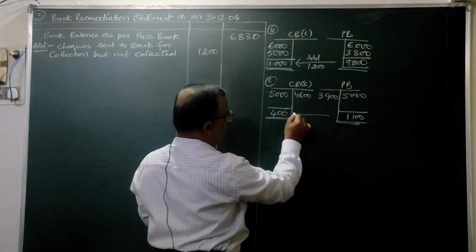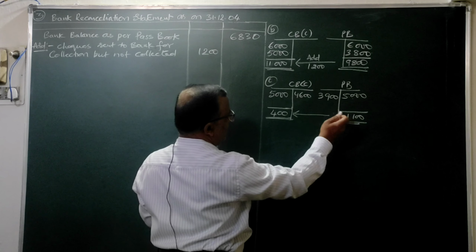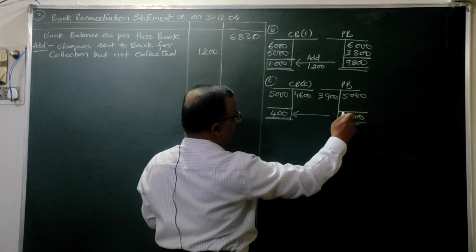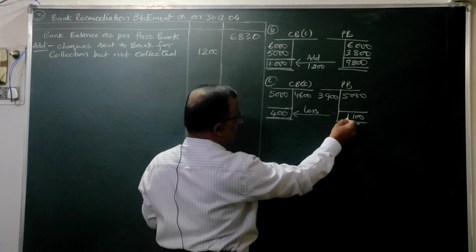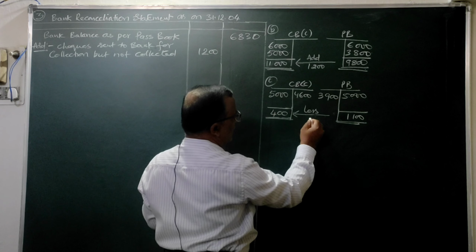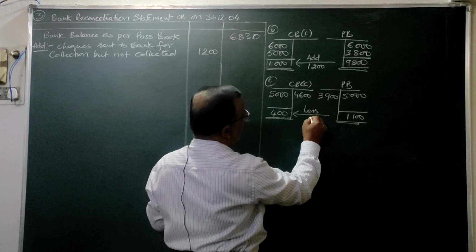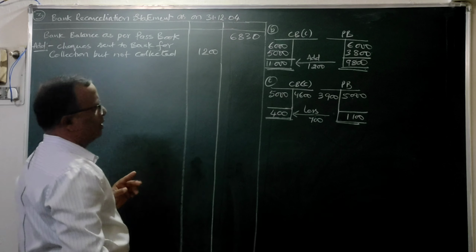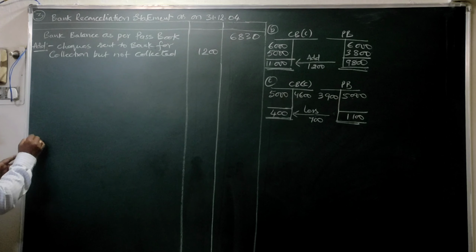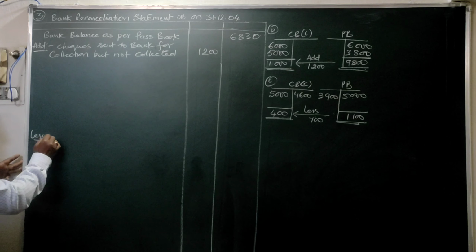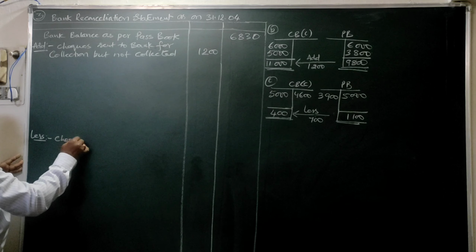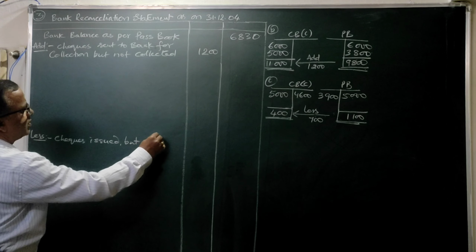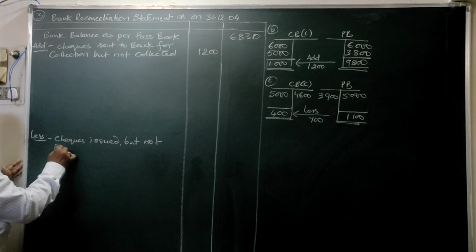See, our arrow mark should point towards the constant side. That means this amount is not going to change. This amount should be converted to 400. So to this what we should do? From this we should subtract. How much we should subtract? 1,100 minus 400. Okay, how much is it? 700. Okay, 700. So there is less. So below, less, you are going to write: less, these are checks issued but not presented for payment.